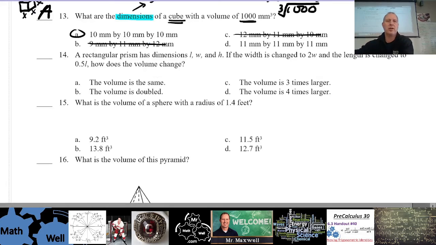So take a moment, look for your cube root button on your calculator. Okay, let's take a look at 14. I'm not going to do 14 all the way through for you, but let's just examine this question so you can understand a question like this on the test.